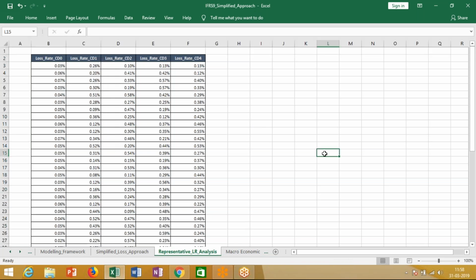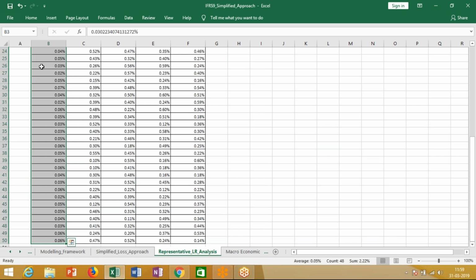Okay, so over here, if I want to compute the loss rate, say the CD0 loss rate, what I want to know is how this loss rate will be computed. So I need to find out a representative figure. The average is 0.05. So for each of these, we'll create a descriptive statistics tab. We'll run the descriptive analysis for each of these series, right? And we'll see how this series works out.